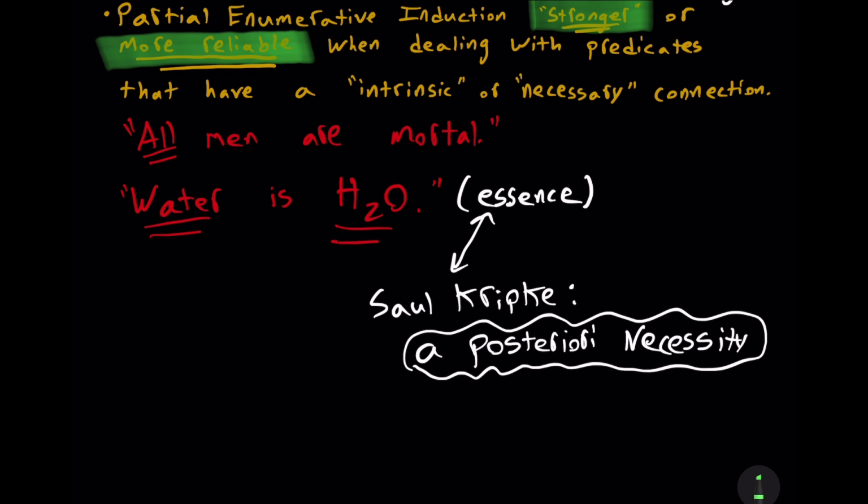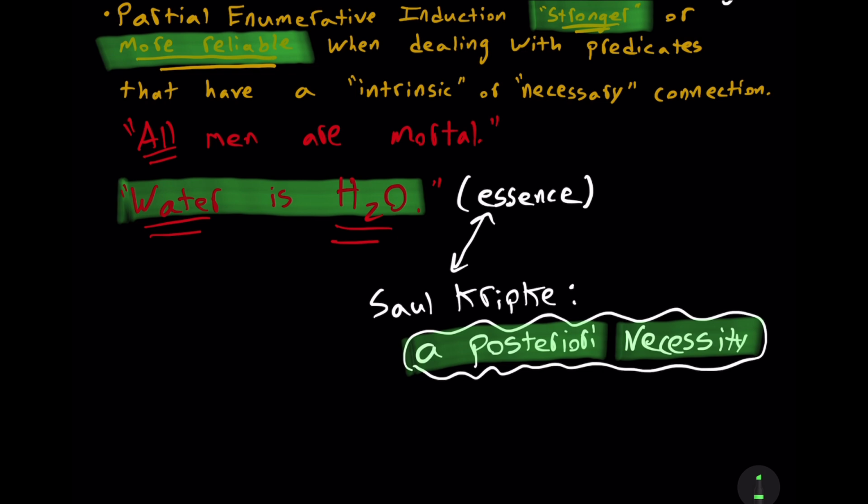That is, we know the truth of water is H2O, not in an armchair way, but based on empirical observation. Before, people didn't know that water is H2O. So it's a posteriori rather than a priori. But it's also a necessity because water and H2O really go hand in hand. If you have something that's not H2O, it's not water. It can never be water. And so a partial enumerative induction, reaching the conclusion water is H2O, actually doesn't need a huge sample.